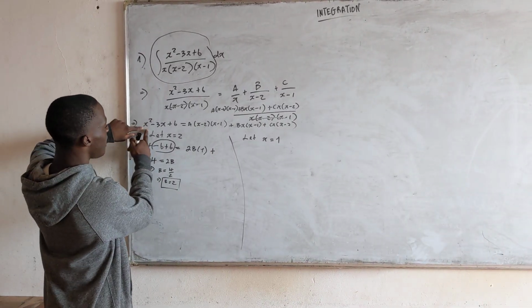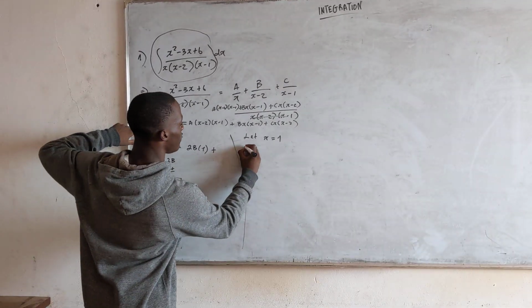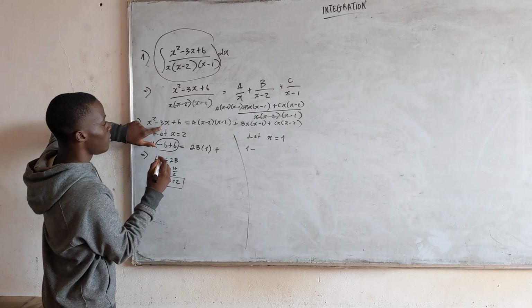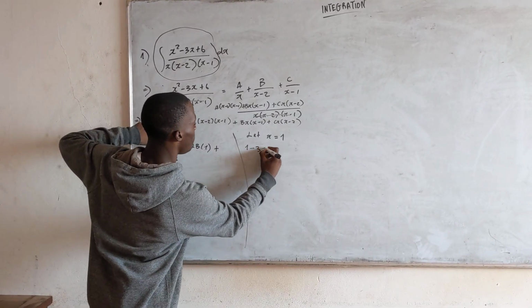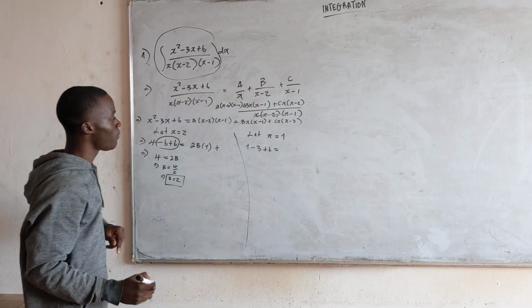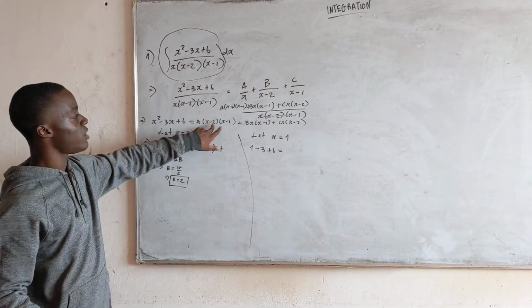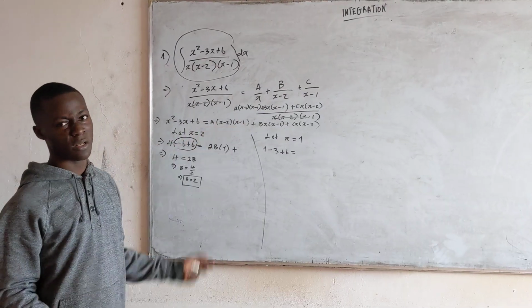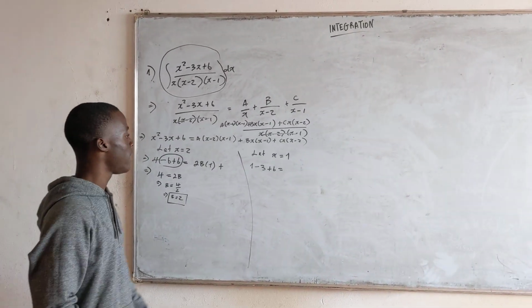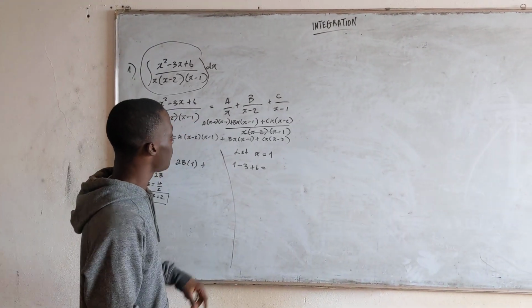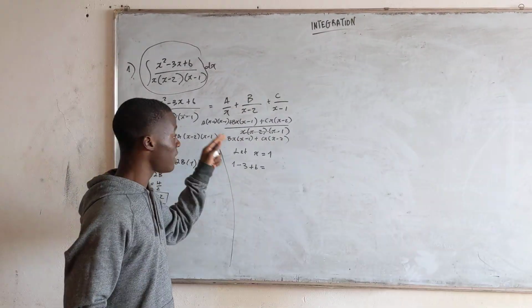If you substitute 1 here, 1 squared equals 1 minus 3 times 1 equals 3, which implies 3 plus 6, which is equal to... If you put 1 here, everything here will be 0 because 1 minus 1 is 0, and 0 times all this will give us 0. So we consider this part as 0.